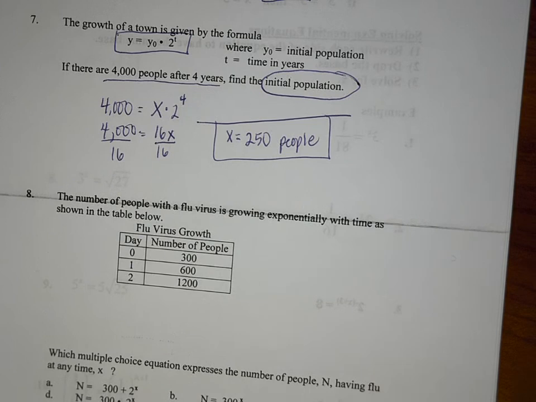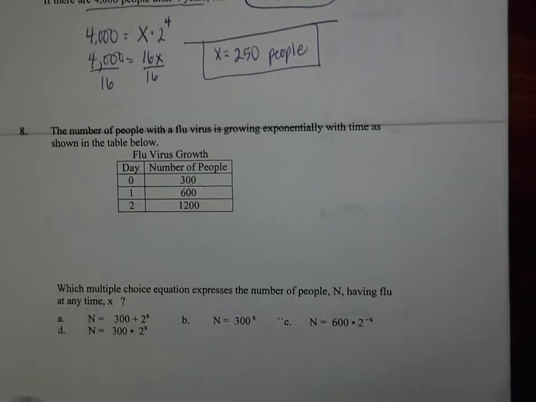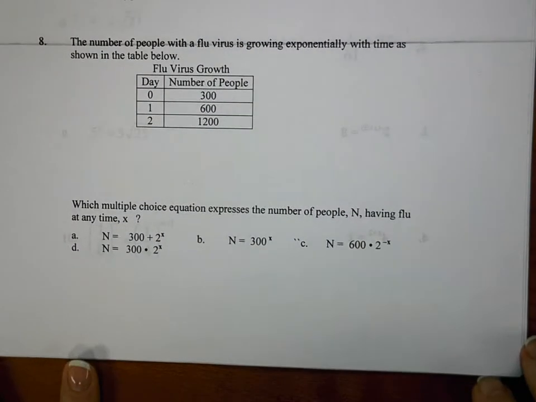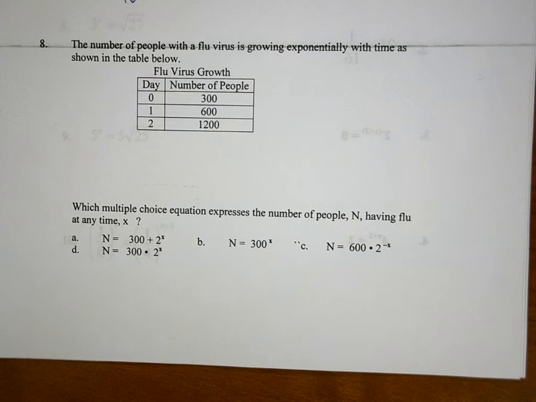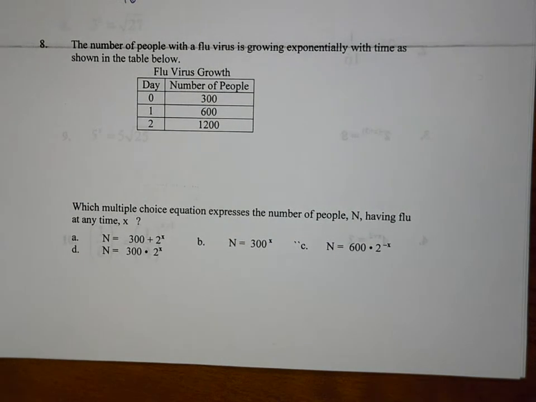Okay. Example 8. I'm going to show you or tell you the way that I think is easiest to do this problem. So it tells you the number of people with the flu virus is growing exponentially with time as shown in this table. So on day 0, 300 people got it. Day 1, 600. Day 2, 1,200.